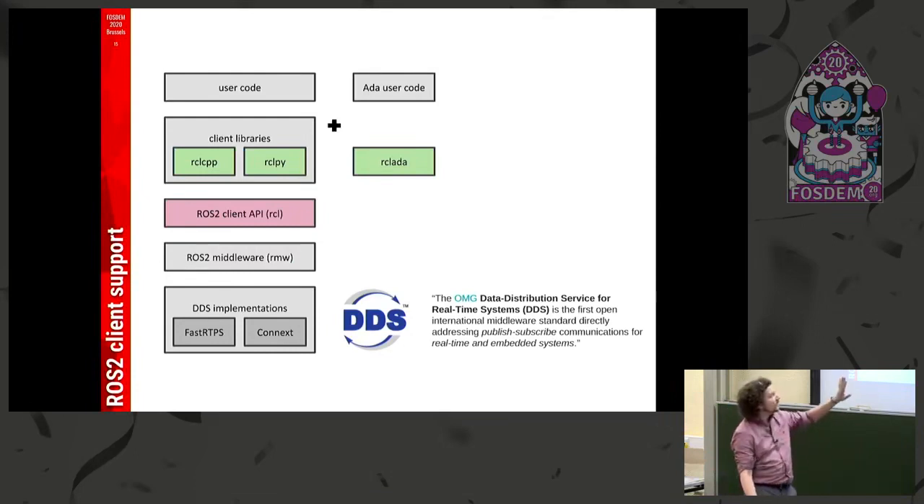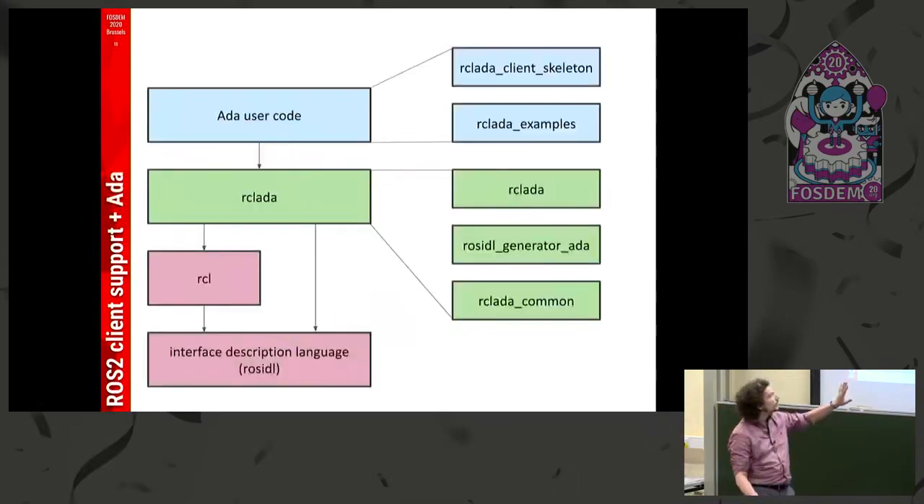Going a bit more in detail on what the packages that RCLAda provides, we have those on the right. The binding is structured in several components that address several of the needs of the ROS ecosystem: the building process, access to messages, and finally, the programming of actual programs.